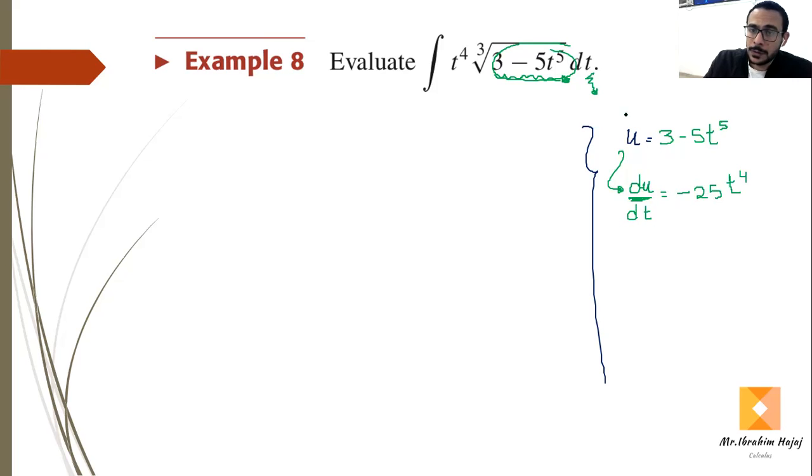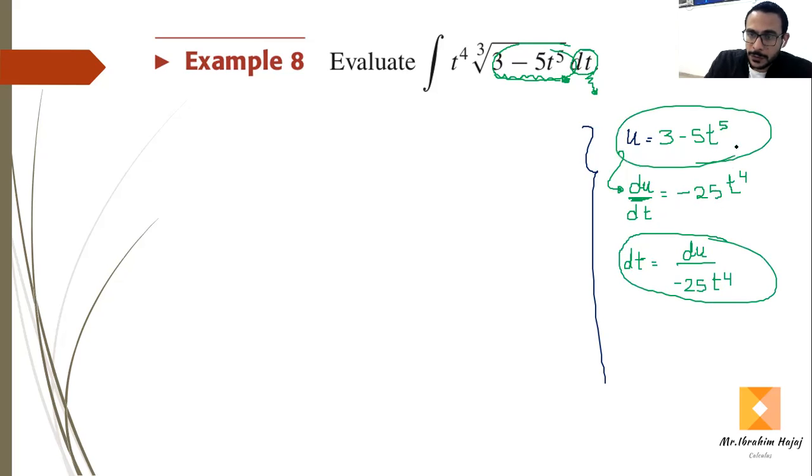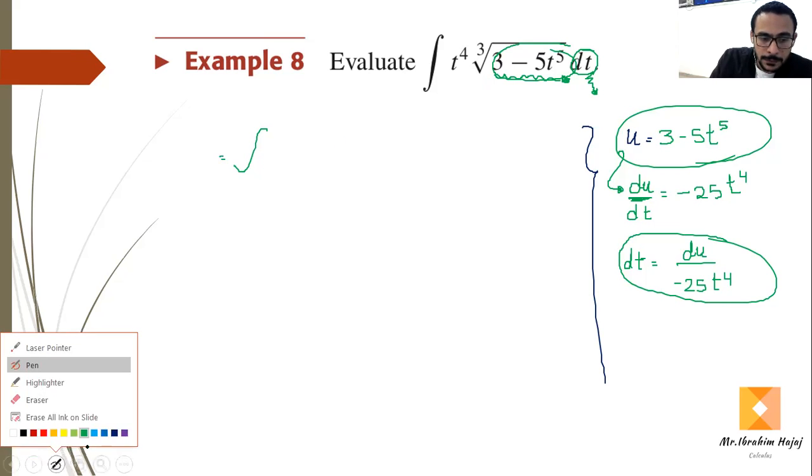Right. Your goal now is to find dt alone on one side from this equation. dt equals du divided by negative 25t to the power of 4. Okay, and use these two facts and substitute here in the question. Yes, for the question.